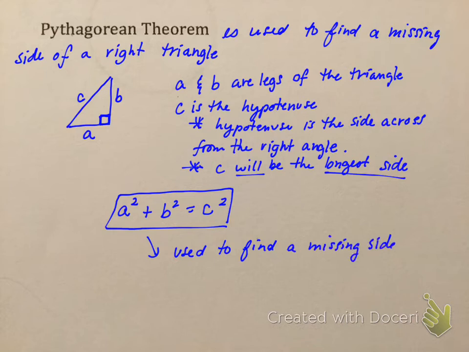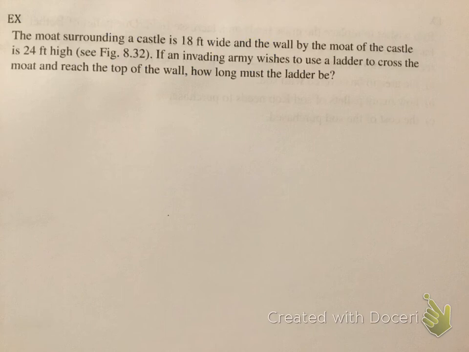So if you want to use Pythagorean theorem, you have to know two of the sides. So you can know side A and C, or side B and A, or A and B. Okay, so you have to know two of the three to be able to use it. And once again, it is only used for right triangles. So let's look at an example.